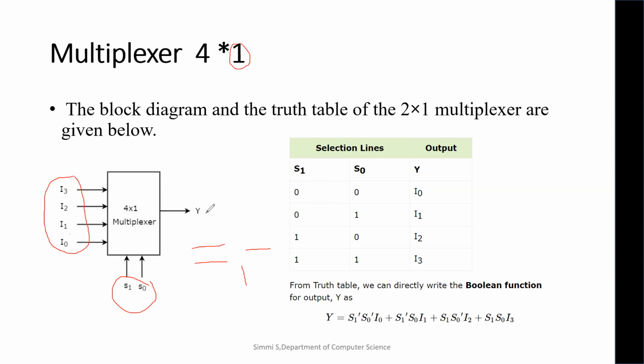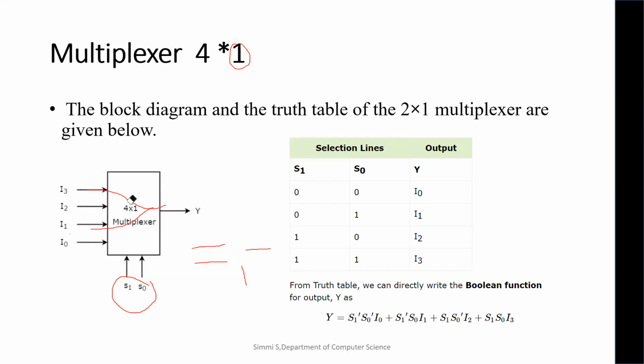For the two selection lines, we know the total possible combinations will be 2 raised to 2, that is 4. Based on the values in the selection lines, it will decide which input will go to the output. When I3 will go here, when I2 will go here, when I1 will go here, everything is determined by the selection lines S1 and S0.